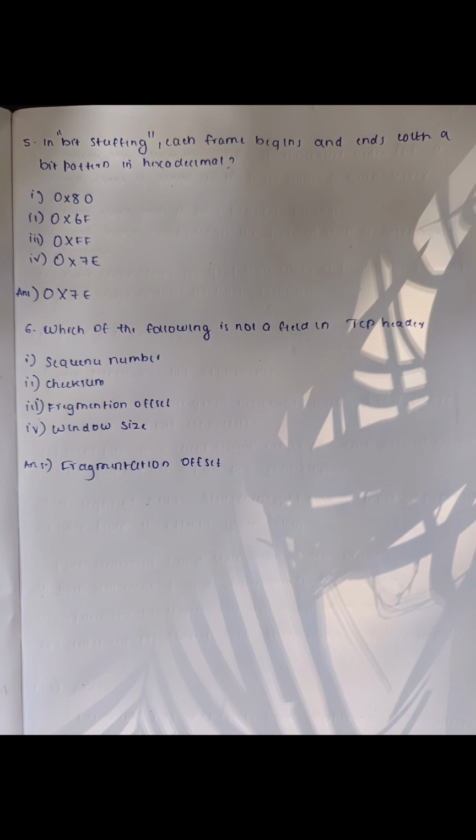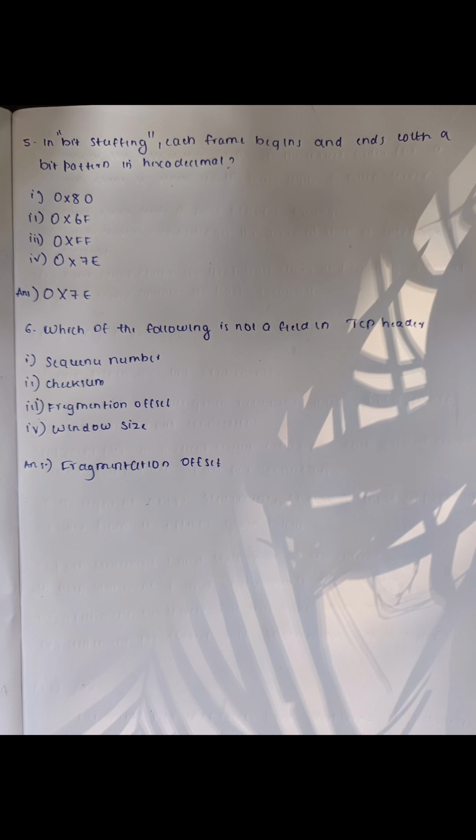Fifth question. In bit stuffing, each frame begins and ends with a bit pattern in hexadecimal. So the bit pattern is 0x7E. That is, 0x7E is the correct answer. And the next question is the sixth question.